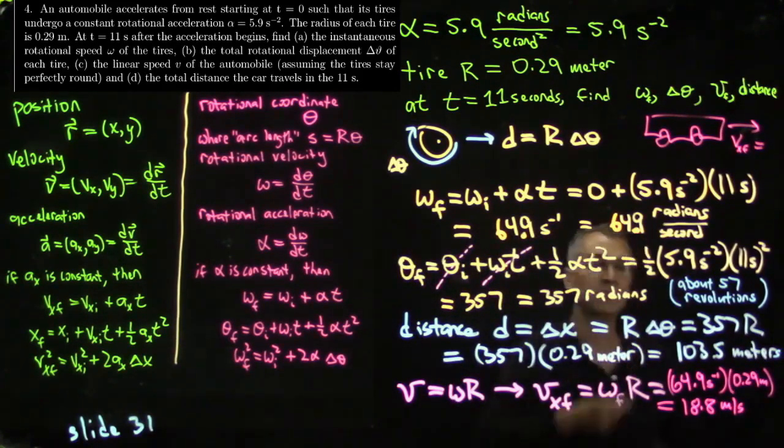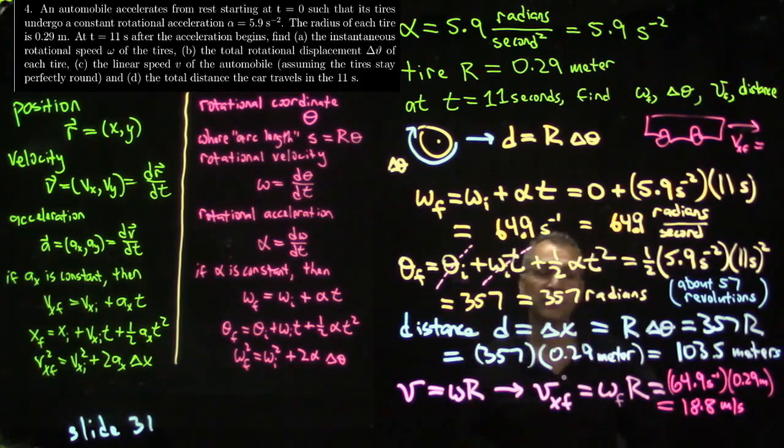We plug in alpha is 5.9 per second squared. T is 11 seconds. Remember to square it. You get 357, which is a number with no units. What does that mean? Well, it's 357 radians. And just as a reality check on that, that's about 57 revolutions. So the wheel goes around and around about 57 times in these 11 seconds.